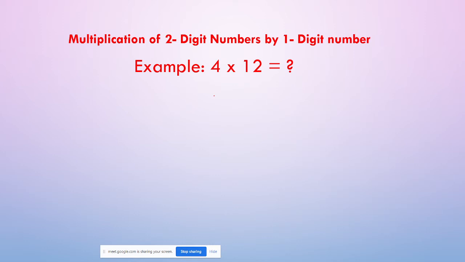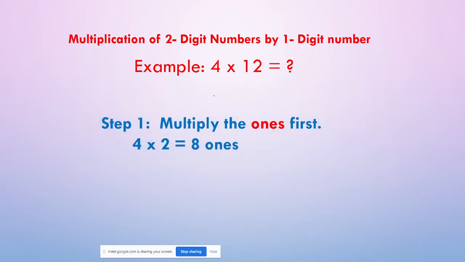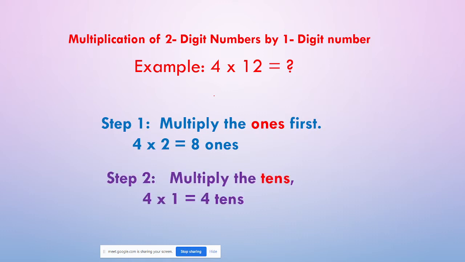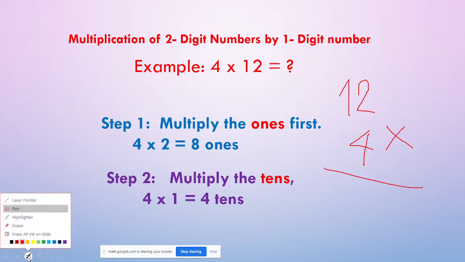Now, how do we multiply two-digit numbers by a one-digit number? For example, you have 4 times 12. First, always multiply the ones first and then multiply the tens. What do you mean by that? The steps in multiplying two-digit numbers and one-digit number say to always start on the ones place.